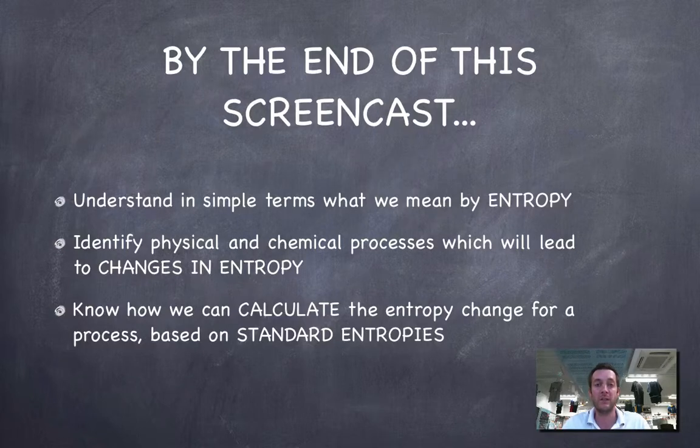You can calculate the entropy change for a process if you're given the entropies of the reactants and products. Hopefully it's not too confusing, but if you have got any questions or comments, then please feel free to come and ask for some help or to post a comment on YouTube.